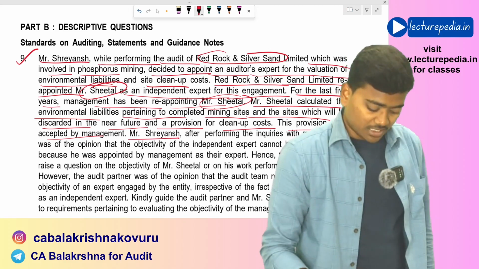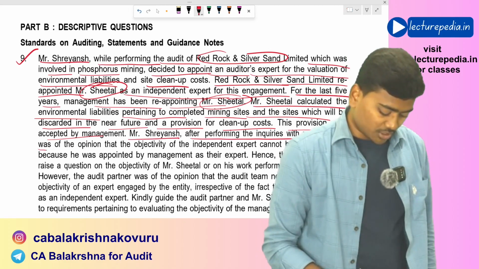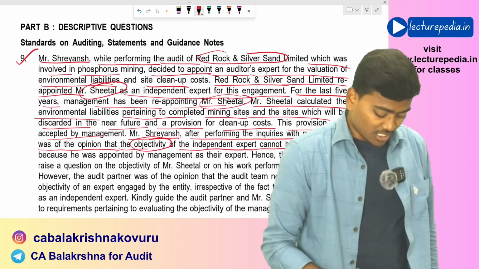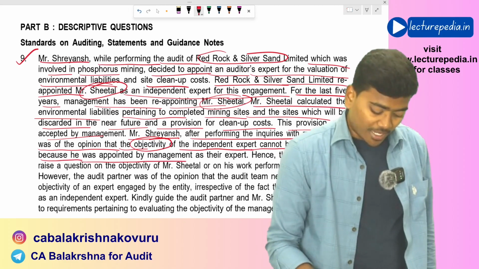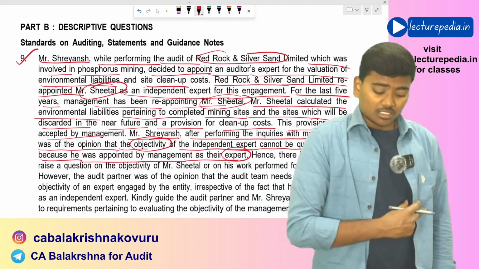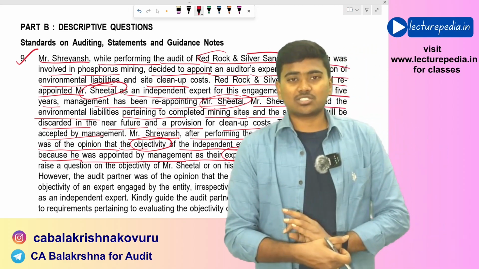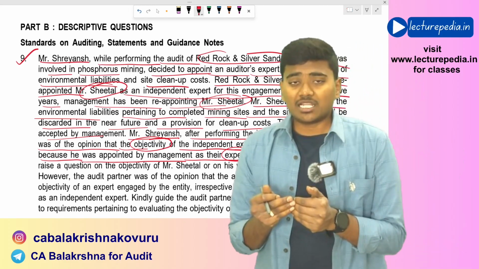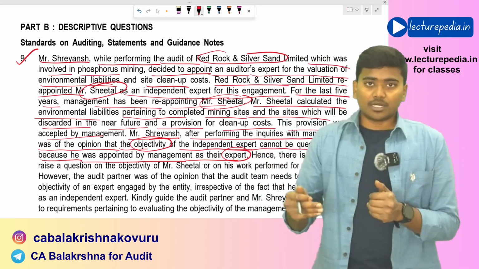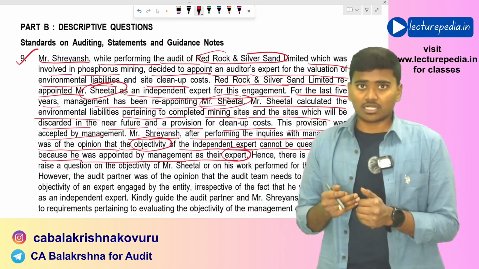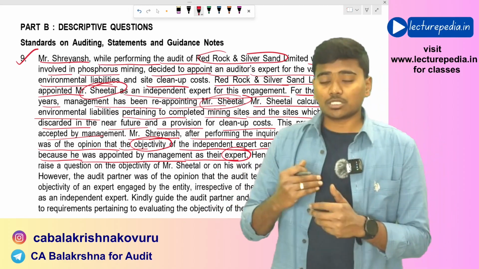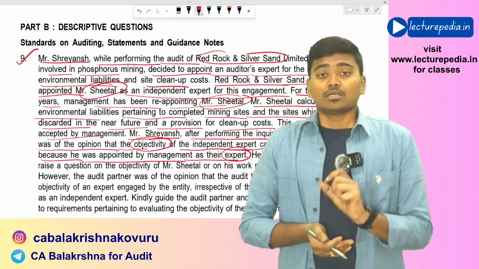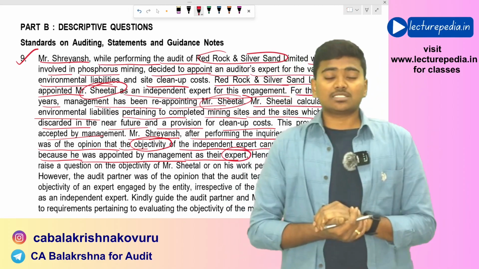This provision was accepted by the management. Mr. Shreyans, that is the auditor, after performing inquiries with the management, was of the opinion that the objectivity of the independent expert cannot be questioned because he was appointed by management as their expert. No, the conclusion reached by Mr. Shreyans is not correct. Just because the management expert is a third party, not an employee of the organization, but an independent third party appointed by management, it does not mean that he will not compromise on his objectivity.